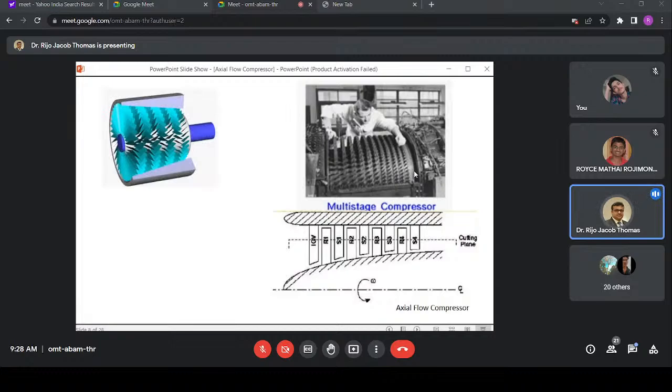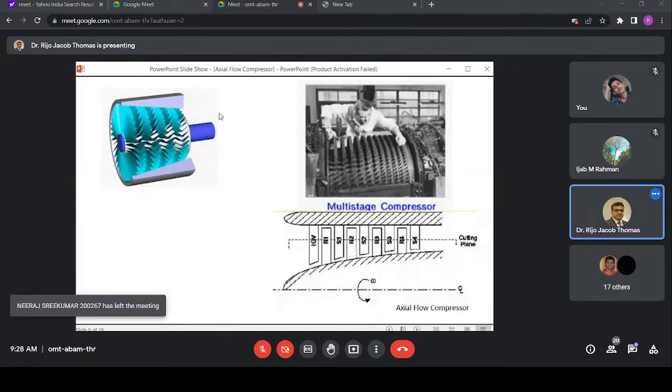Now it rotates like this. I don't know whether you can see that animation. Only the rotor rotates, and the stator, you can see, is stationary, it is not moving. This is the inlet and this is the exit, the outlet. So all the blades are moving at the same speed.